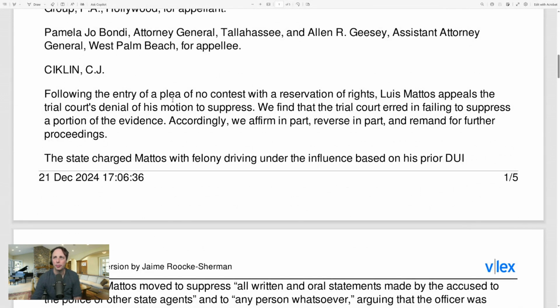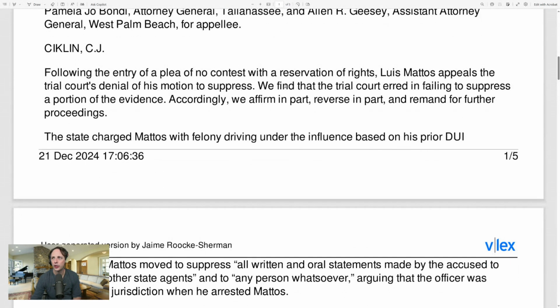Following the entry of a plea of no contest with the reservation rights, Luis Matos appeals the trial court's denial of his motion to suppress. We find the trial court erred in failing to suppress a portion of the evidence. Accordingly, we affirm in part, reverse in part, and remand for further proceedings. So in other words, there's something that needed to be suppressed that wasn't suppressed.